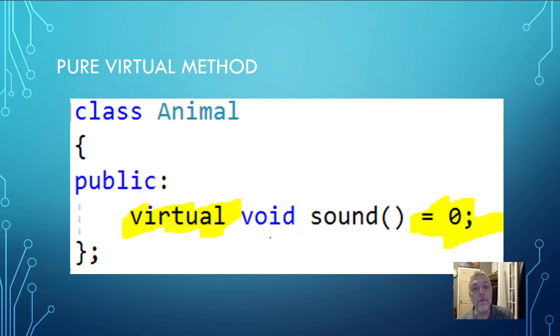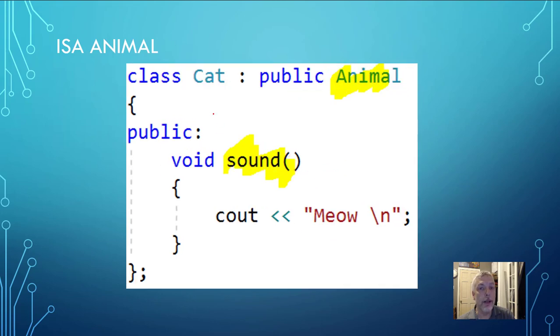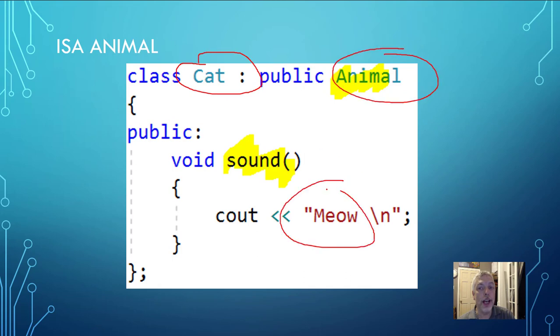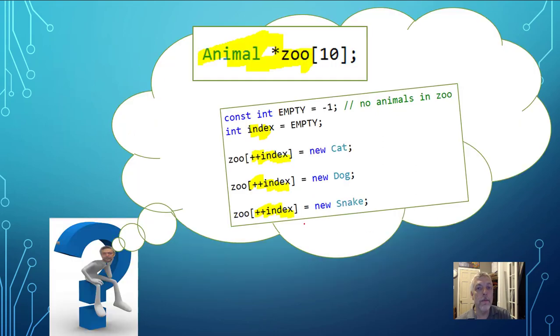Here's a zoom in on it so that you can see the syntax quite clearly in case your notes aren't that great. There's our method name, sound. Here's our animal dog. And the dog is an animal, and it makes the sound woof. Here we have our cat, and the cat is an animal, and it makes our sound meow. Here we have the snake is an animal, and the snake hisses.